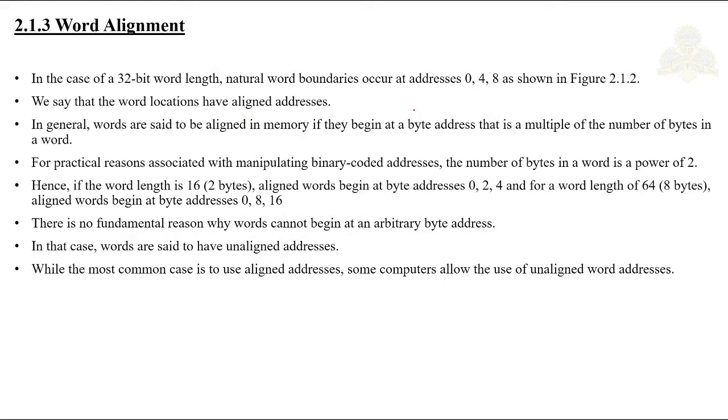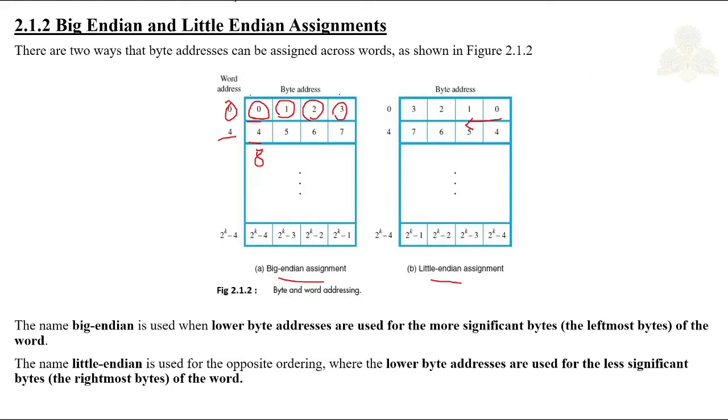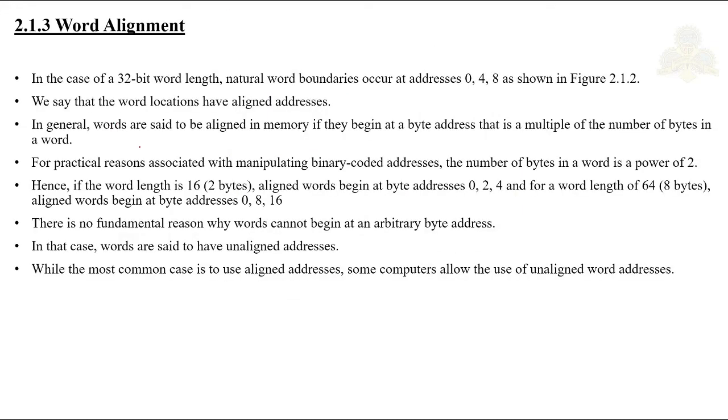So, in the case of a 32-bit word length, the natural boundaries occur at the addresses 0, 4, 8. If you see this diagram, it is the same. The natural word boundaries are 0, 4, then 8, then 12, like this. Now, we say that the word locations have aligned addresses if they are at the successive boundaries. So we say that a word is aligned in memory if it begins at a byte address that is a multiple of the number of bytes in that word, usually a power of 2.